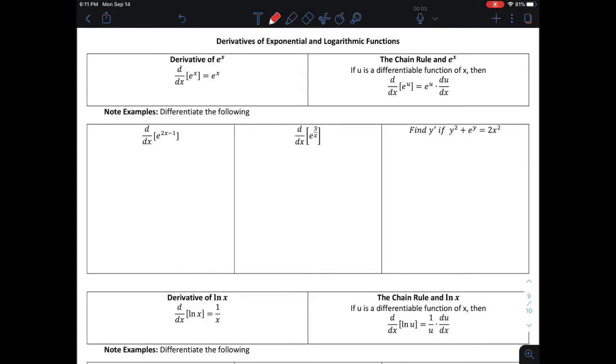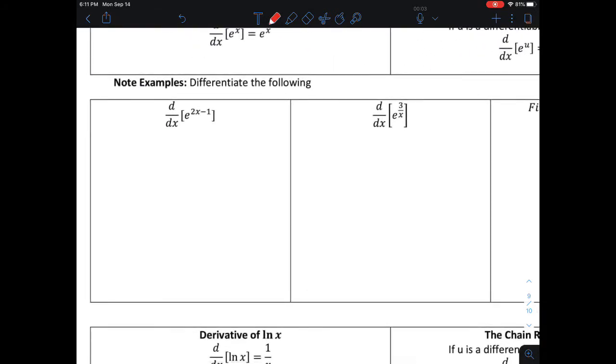So I have this first one. I want to take the derivative with respect to x of e to the 2x minus 1 power. If you want, you can use u-substitution. You don't have to, but you can. Say u is equal to 2x minus 1. And so we basically are trying to find the derivative with respect to x of e to the u power, which is going to be e to the u times the derivative of u with respect to x.